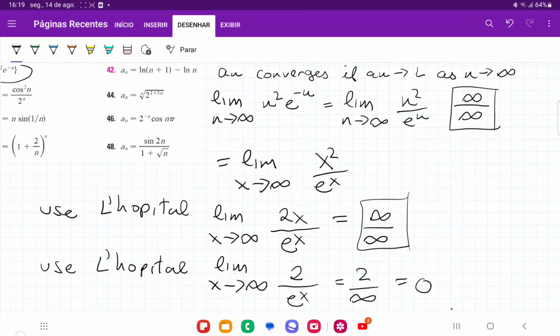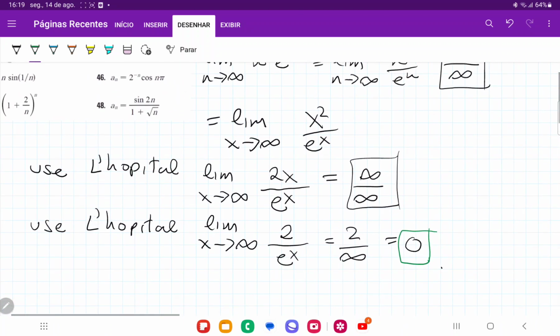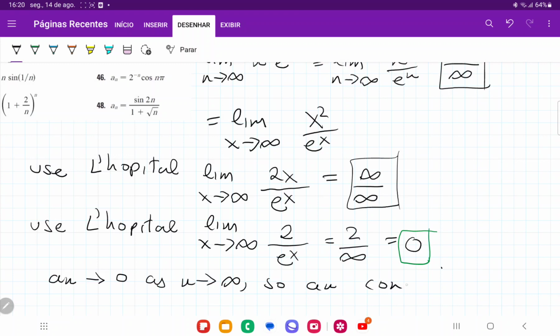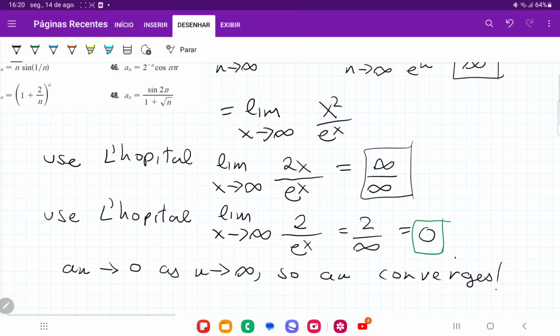So once we have determined that this limit is 0, we can say here that a_n, our sequence whose limit was approximated using the function, tends to 0 as n tends to infinity, so a_n converges. And that is it for number 41.